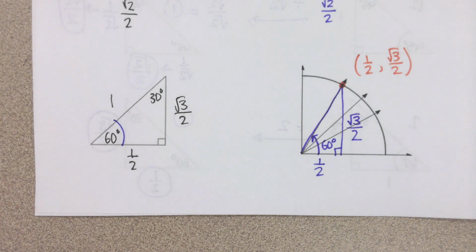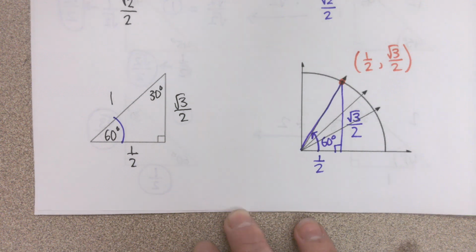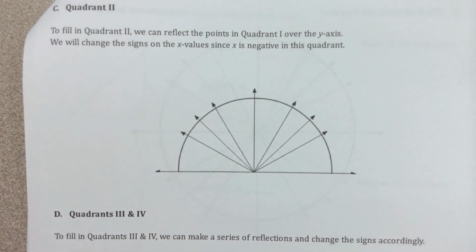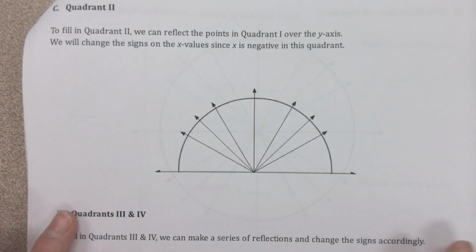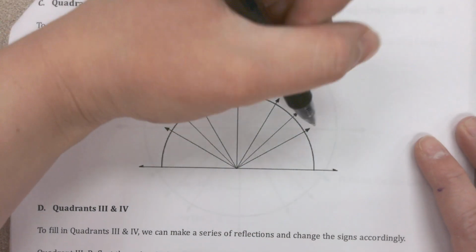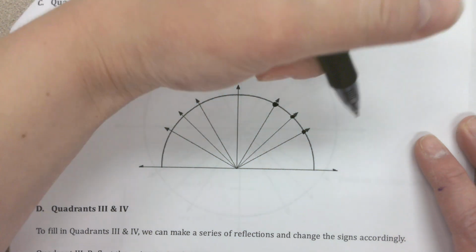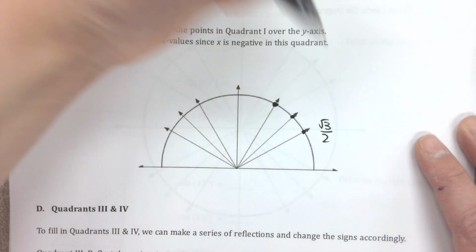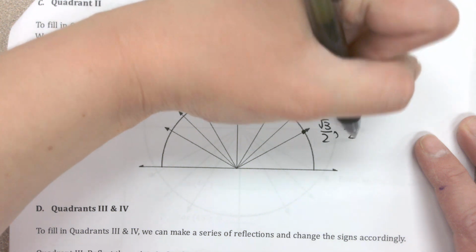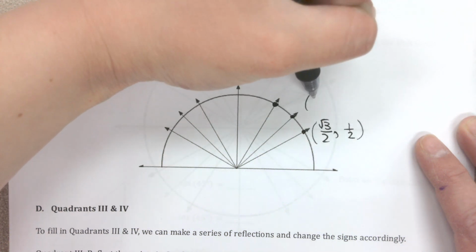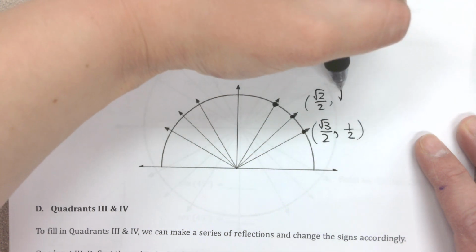Quadrant 1 is extremely important. Let's fill in the other quadrants. Since everything is 1 unit around, this is just going to take a series of reflections to find the missing points. So let's start again in quadrant 1, and we'll rewrite those first 3 points. So that was square root 3 over 2, a half. Square root 2 over 2. Square root 2 over 2.